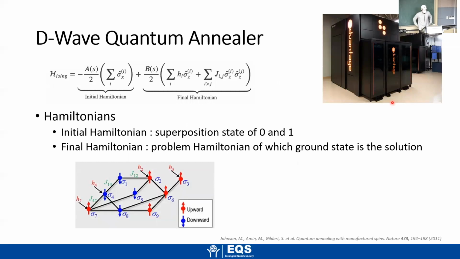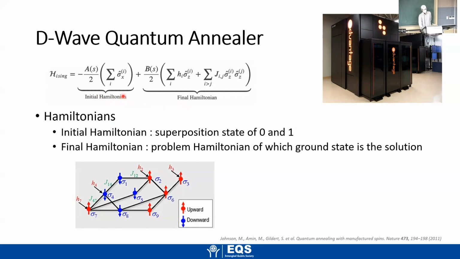And the next is about the D-Wave quantum annealer. D-Wave Systems is the company that actually manufactured the quantum annealer, and their quantum annealer is based on a Hamiltonian called the Ising model. The picture in the top right corner is the actual D-Wave Advantage, which is the D-Wave quantum annealer. If you look at this Ising Hamiltonian, it's composed of two Hamiltonians, the initial and the final.